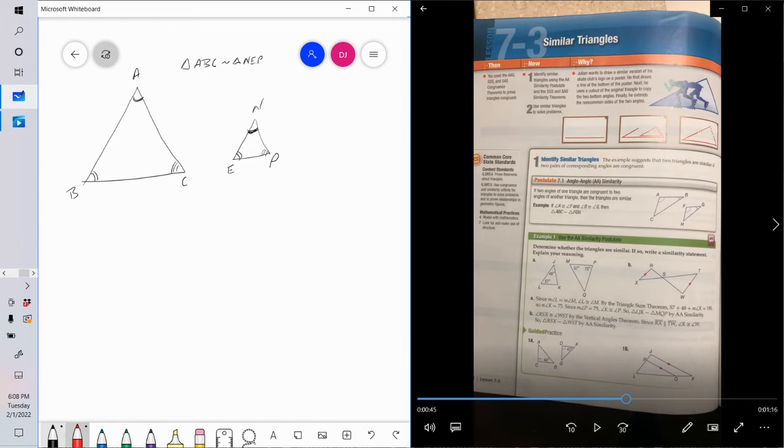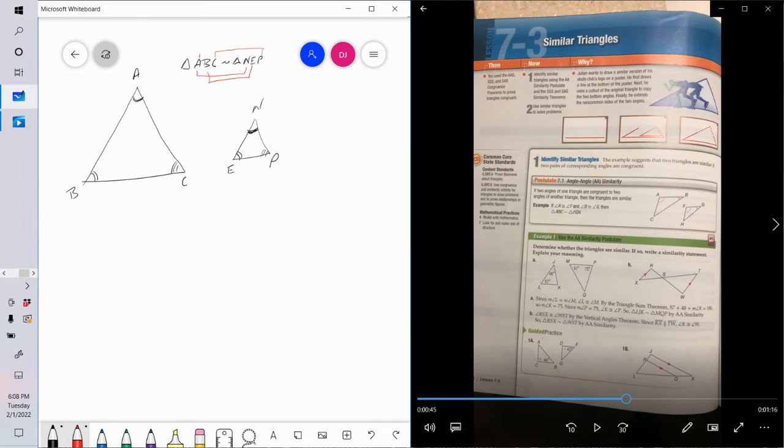Because again, the order here matters. Let me try that again. Angle A and angle N are congruent to each other. Angle B and angle E are congruent to each other. Angle C and angle P are congruent to each other. That's a little bit better.